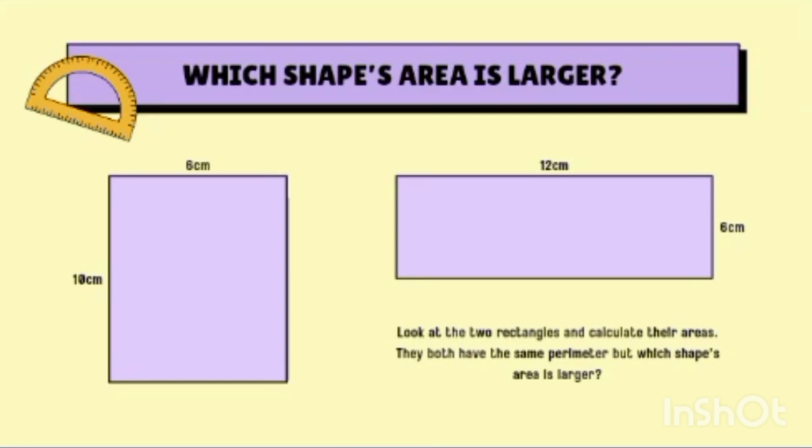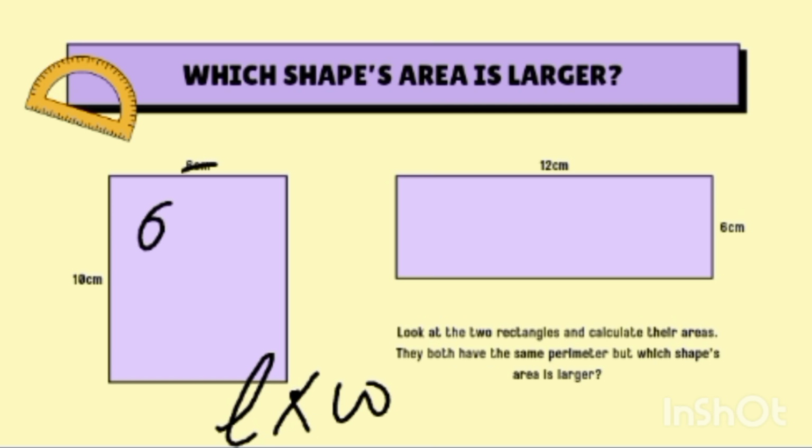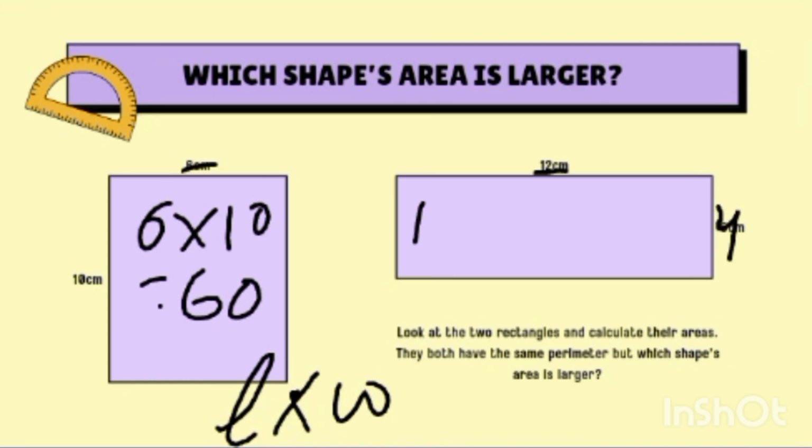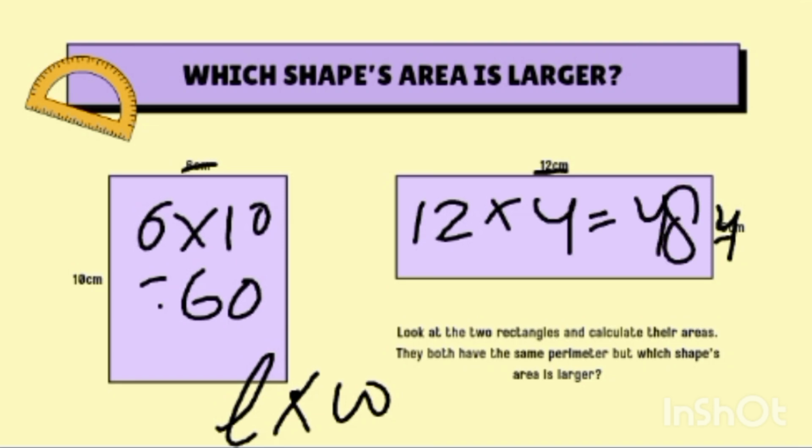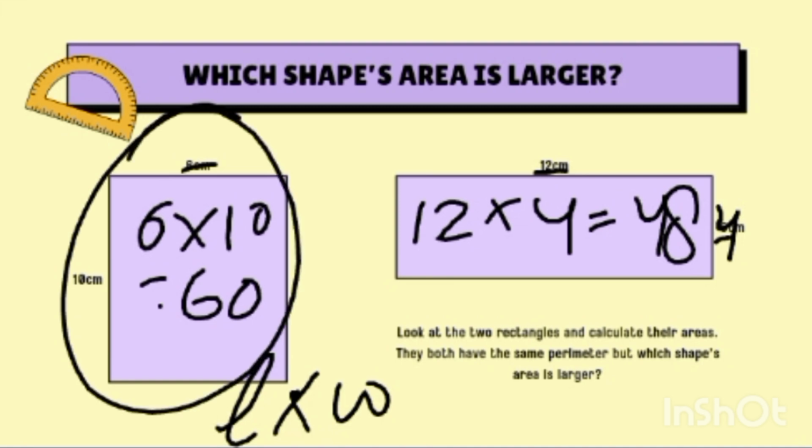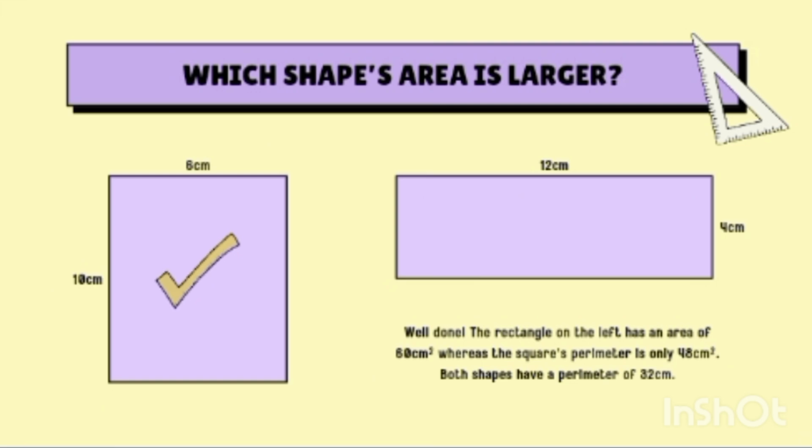Which shape's area is larger? In this we are going to find the shape's area. As I told you, there is a formula for area, which is length into breadth. Over here we have the length of 6 and the breadth of 10. When we multiply this, we will get 60. And over here we have the length of 12 and the breadth of 4. When we multiply that, we will get 48. So the greater one is this one. This shape has the greater area. Yeah, this is the answer.